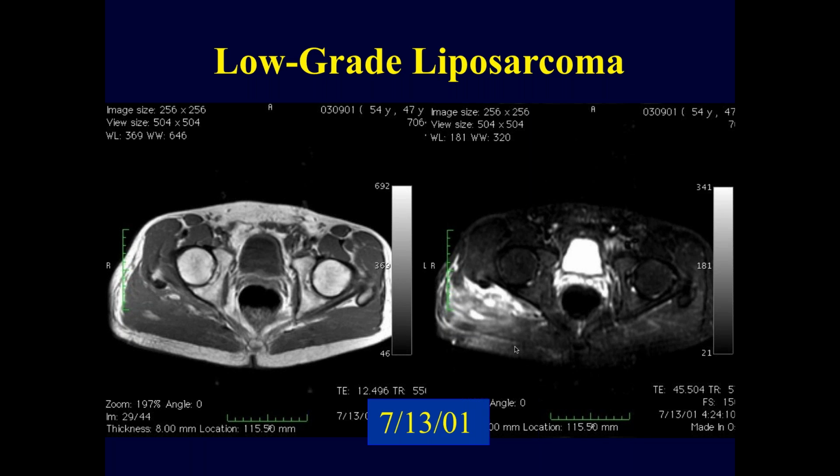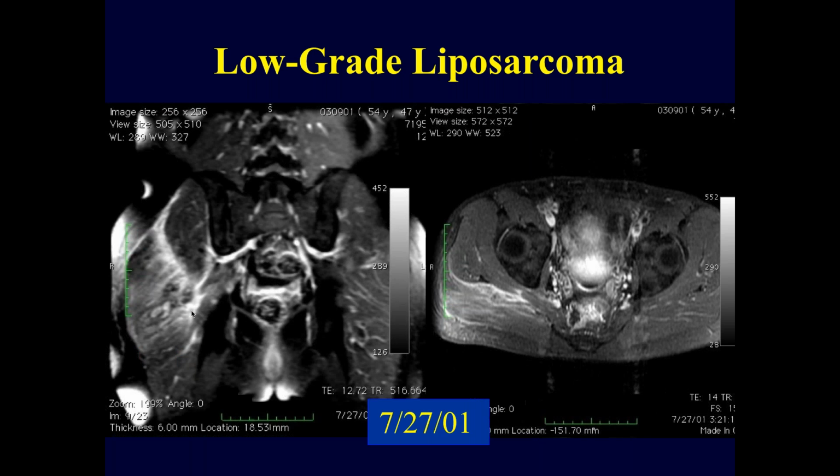So this is 7/13/01. They were concerned about these. I think the patient went back and had a second surgery. And this is the MR scan after the second surgery, right at the very beginning of 2001. Okay. And now we don't see those little globules of fat anymore. Those are gone. When they went back in, they actually found persistent liposarcoma that they then removed.